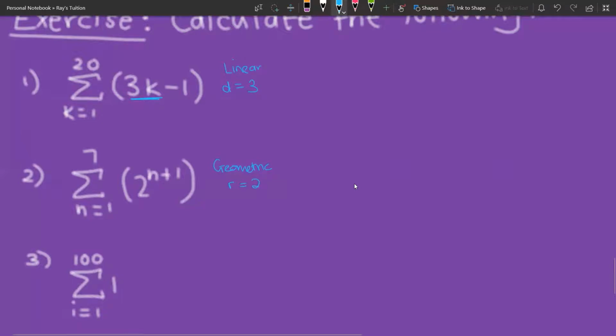This one here is not linear or geometric. There's no index there. It's a constant, so it's a constant sum. We're summing the same number over and over and over again.